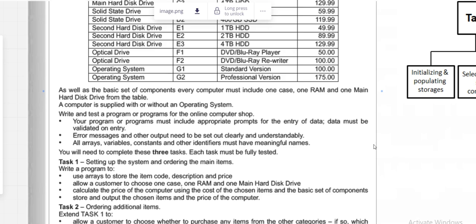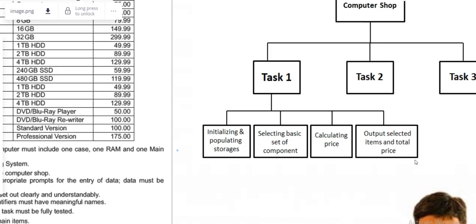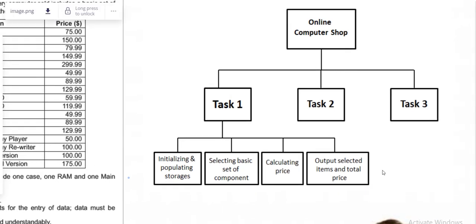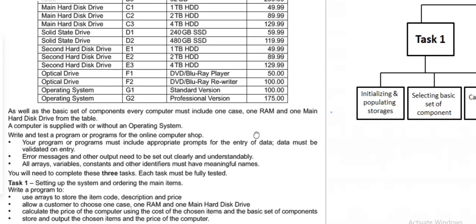So this is task number 1, and today we will actually talk about task number 1. I have also made a top-down design of the same concept, and you can see online computer shop and task 1, task 2 and task 3. So what is task 1? Task 1 is actually setting up the system and ordering the main item.